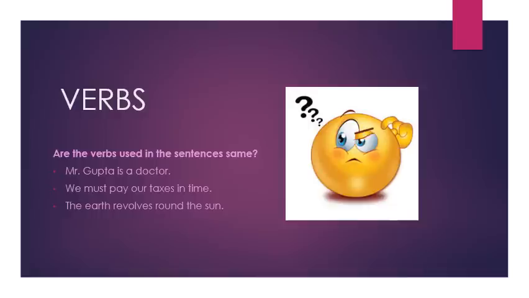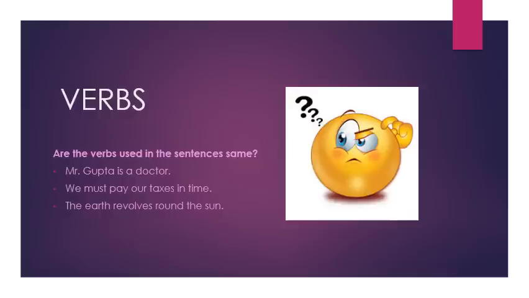We must pay our taxes in time. The earth revolves around the sun. Now for the first sentence, Mr. Gupta is a doctor, "is" is a helping verb that is used here to tell what tense we are using in the sentence. Or you can say it is a kind of verb that helps a sentence make more sense when it comes to the subject and relating the subject with the object.